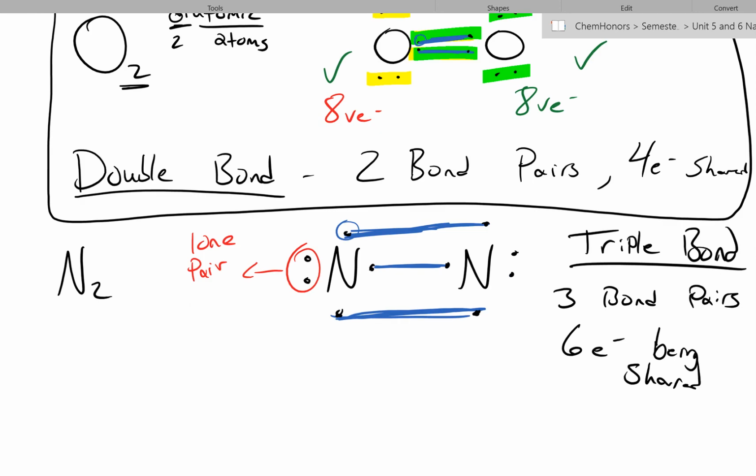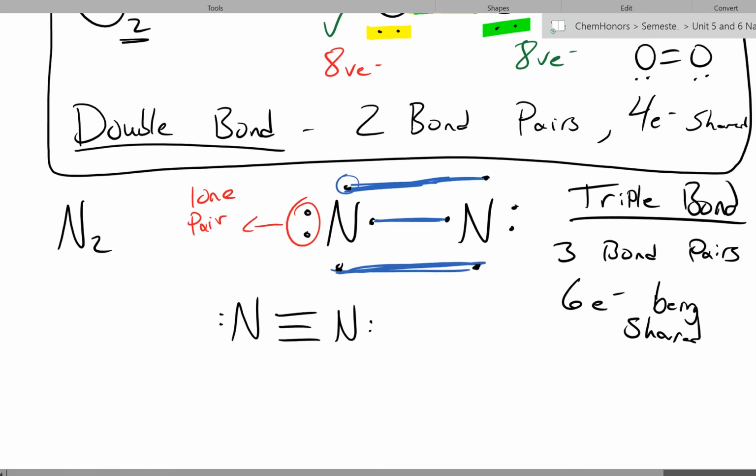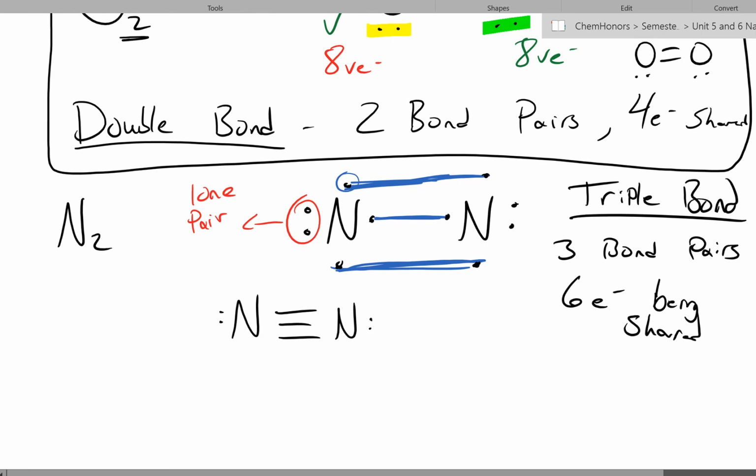Now, if we look at what this compound looks like bonded, we end up with a triple bond in the middle, with 2 dots for a lone pair on each side. And I forgot to redraw oxygen up here. Oxygen would be a double bond. All right. So this is a triple bond. There are 3 bonding pairs, 6 electrons being shared between them.